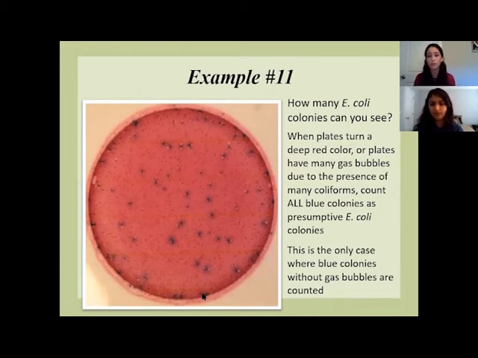And as you can see, a lot of them don't have air bubbles on them. And normally, as we would say, we would not count those as E. coli. We wouldn't count those in our results. But in this case, when you have this deep red color and this many E. coli colonies on there, there's literally not enough room for air bubbles to form. And so we tell people to count all blue colonies as E. coli colonies. So that's why we're saying that this one is about 60.